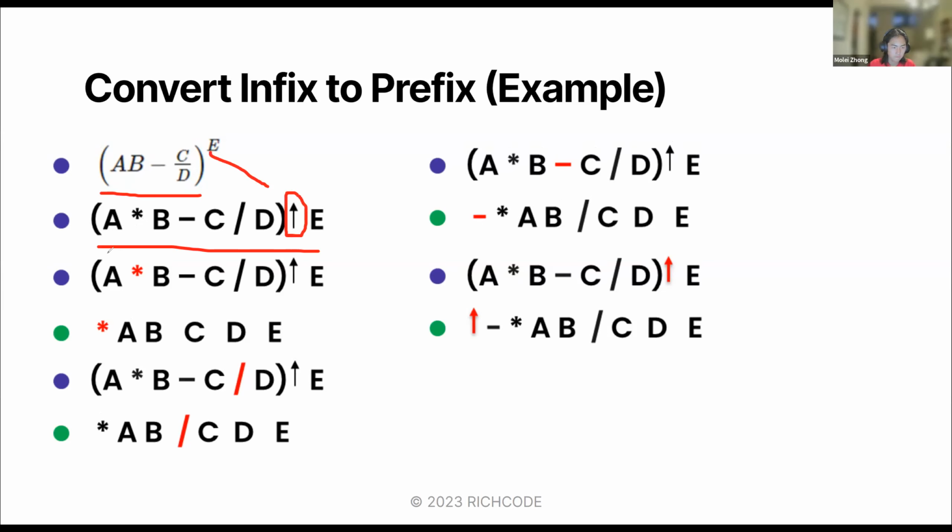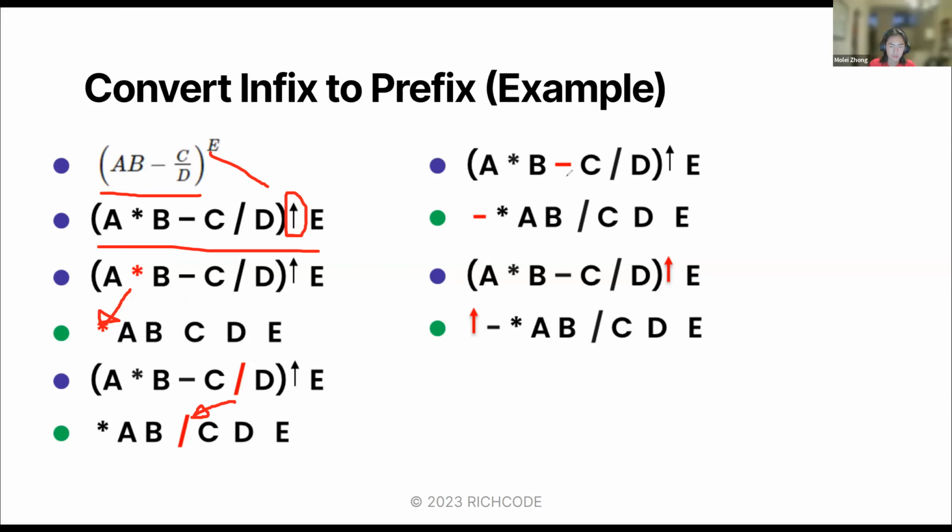So first, once again, we have the parentheses, so we evaluate the inside first. On the inside, we have A times B. So we take this times and put it in front of the A and the B, like so. So it's times AB. And then we have C divided by D. So we take this operator and put it in front of the C and the D.